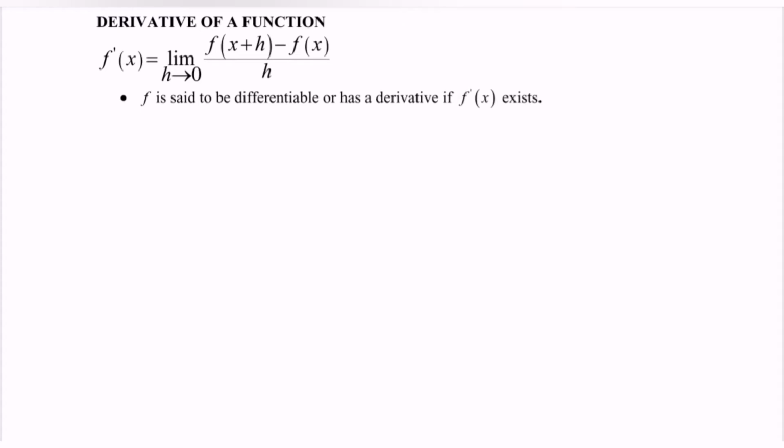Here we have the derivative of a function. f'(x) is equal to the limit as h approaches 0 of [f(x + h) minus f(x)] over h. f is said to be differentiable, or has a derivative, if f'(x) exists.